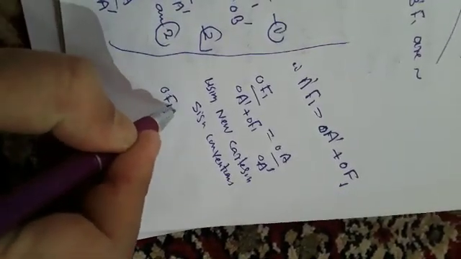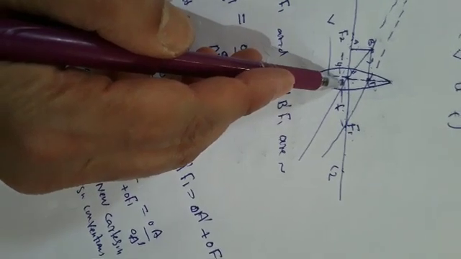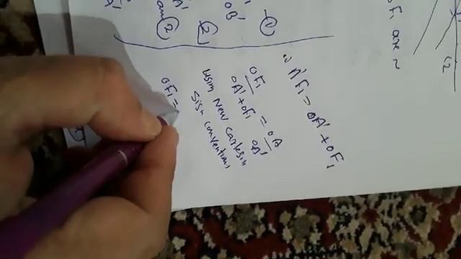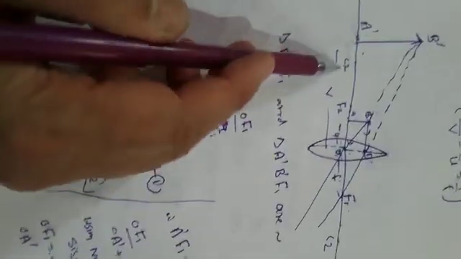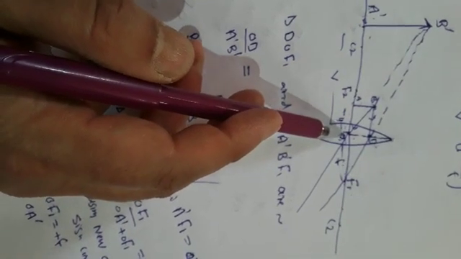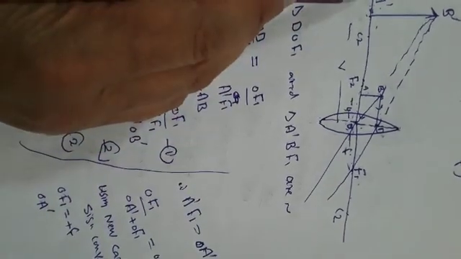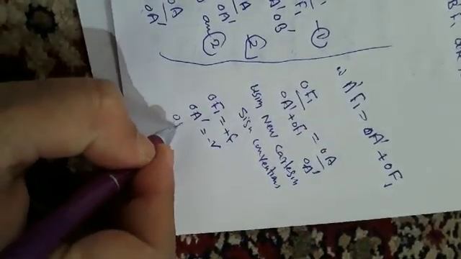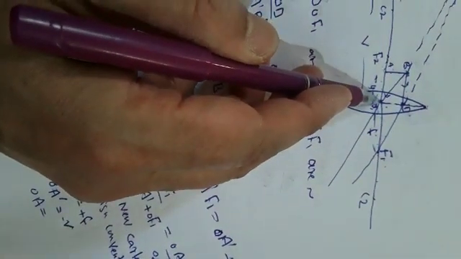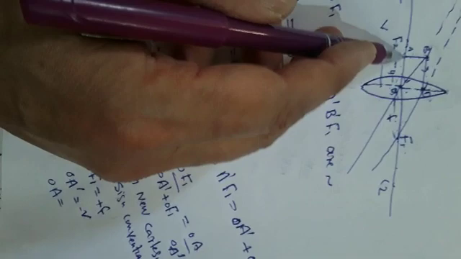If we look at the figure, OF1 is measured from the optical center along the direction of light, because the ray of light is falling from left to right. Therefore, OF1 is equal to plus F. OA dash is the image distance, measured from the optical center but against the direction of light. Therefore, it is taken as minus V. OA is the object distance from the optical center, again against the direction of light, so it is equal to minus U.